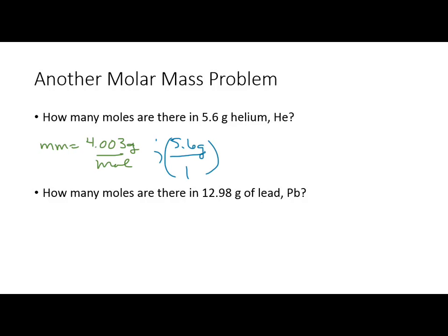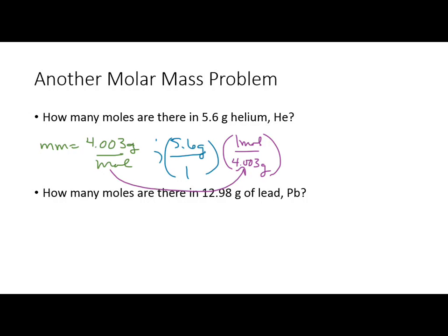Now, the beauty of this method is that I want these units, I want grams to cancel. So can you see where I'm going to use the molar mass, but I'm going to flip it. So the next thing you're going to see here is the molar mass flipped. If I put 1 mole over 4.003 grams, the beauty of that is now my grams are going to cancel. And that's really why we work problems this way.